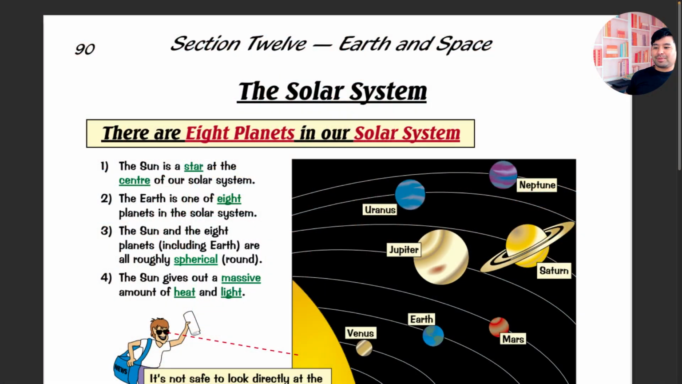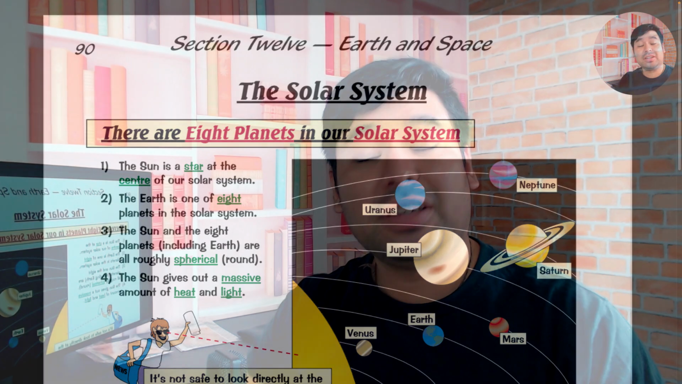Okay, I'm going to move to the next page, and actually the new topic, the new section. Take a look. The solar system, amazing. I'm going to share something with you actually. This topic is something that I really like, like science fiction, solar system, and all these things.